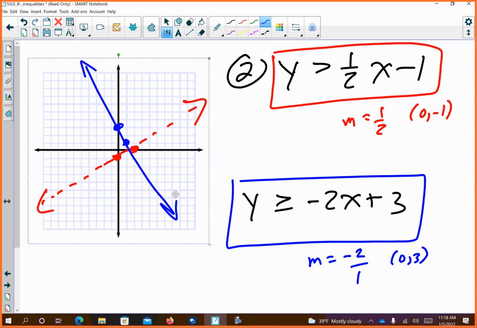Hey, friends, take a look at where 0, 0 is. It looks close to one of the lines, but I'm still pretty convinced that 0, 0 is in that region. Agree? So take the 0, 0. Let's plug them in. See how we do.